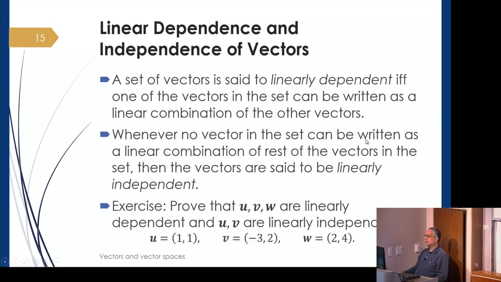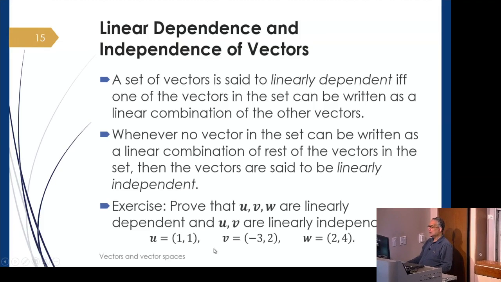Whenever no vector in the set can be written as a linear combination of the rest of the vectors in the same set, then the vectors are said to be linearly independent. So here is a simple exercise for us to think about, which you can solve in a few minutes using this definition.